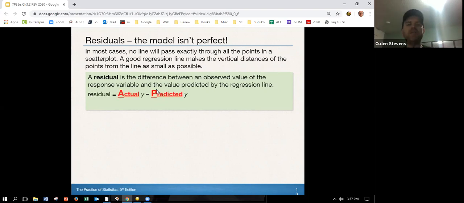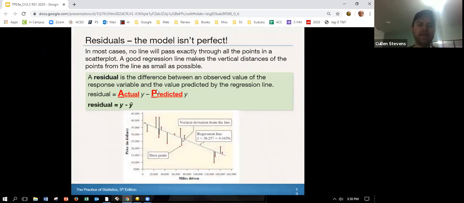When we're finding a residual, we're always looking at the actual value minus the predicted value. And how do we remember that order? Well, a nice little thing that we have is actual minus predicted, AP, just like we have our AP stats here, right? Y minus Y hat, or Y minus predicted Y. Think AP, or actual predicted.